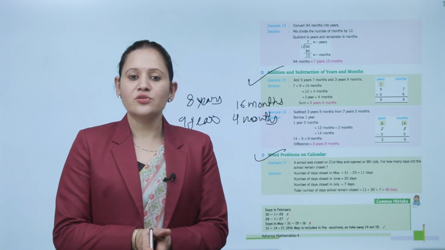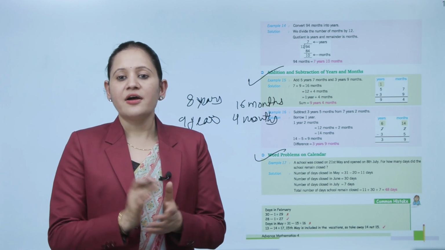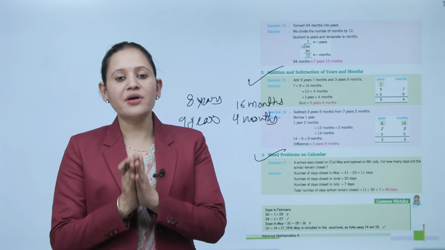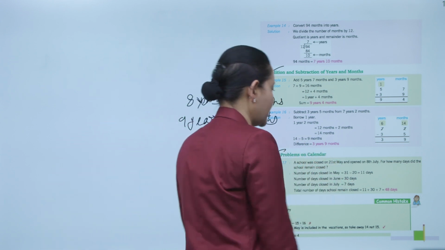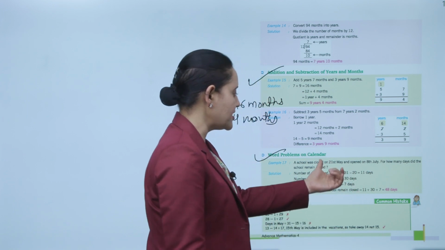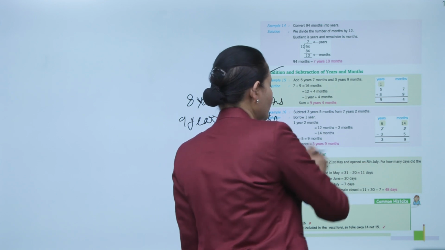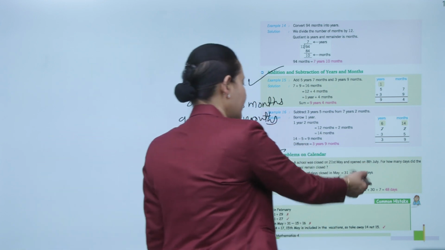A school was closed on 21st May and opened on 8 July. For how many days did the school remain closed? So, number of days in May, 31 minus 20 means 11. Because 21st May ko kya ho gaya tha? Close ho gaya tha. That means 20 tak hi raha. So, 11 days hi ho gaye.